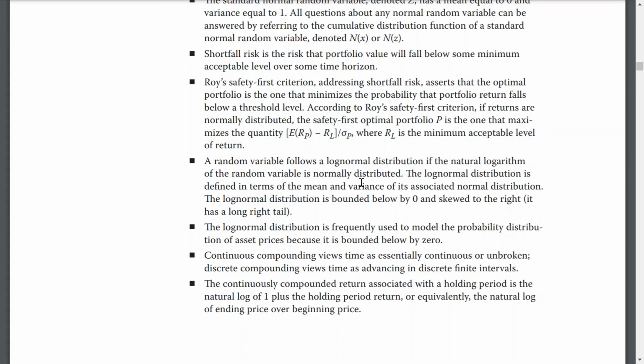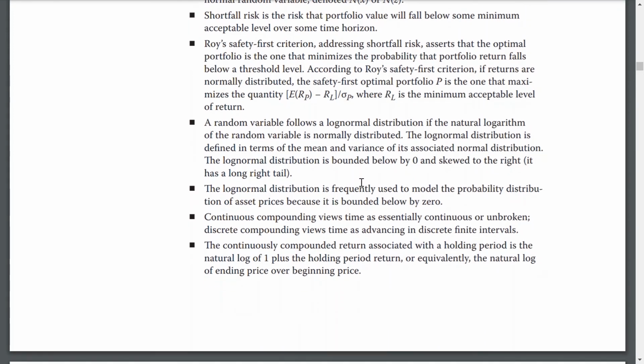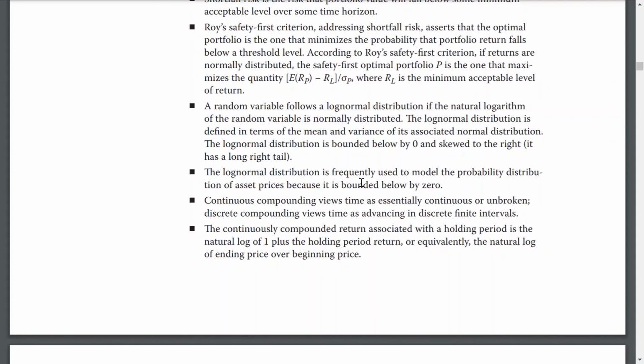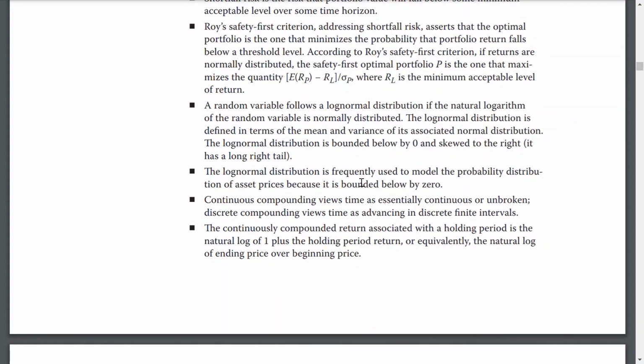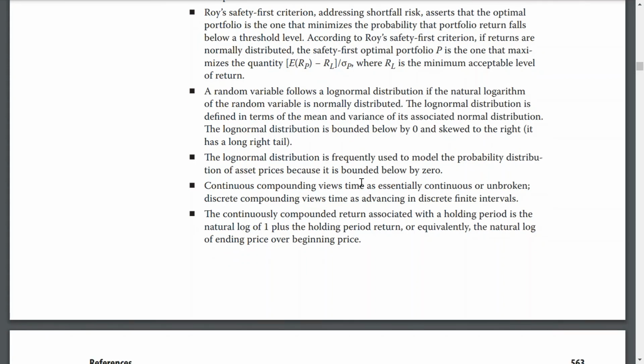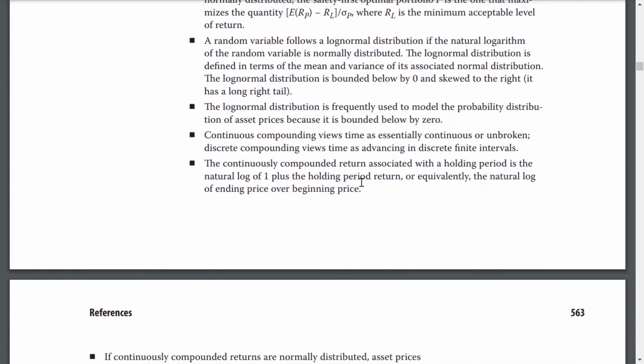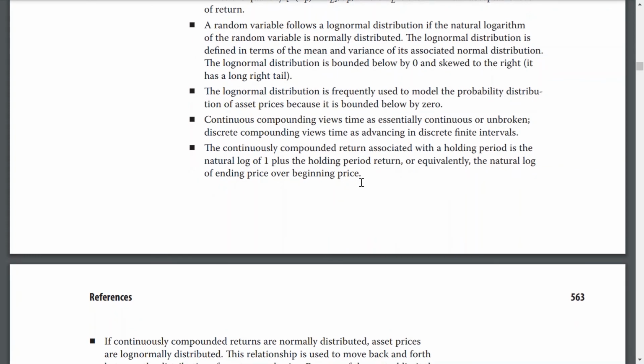A random variable follows a lognormal distribution if the natural logarithm of the random variable is normally distributed. The lognormal distribution is defined in terms of the mean and variance of its associated normal distribution. The lognormal distribution is bounded below by 0 and skewed to the right. It has a long right tail.